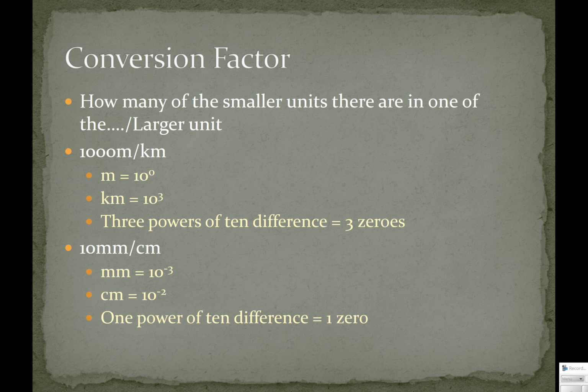We want to make sure that we put the smaller unit, whether that's the one that we have or the one we're converting to, on top and compare it to the larger unit on the bottom. Because this is the metric system, all of our prefixes are based off of a factor of 10. I have a couple examples here of how we can make a conversion factor. The first one is going to relate two different metric prefixes, meter and kilometer.